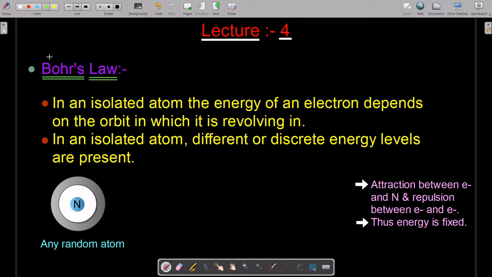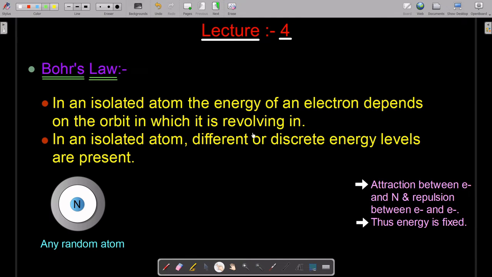I hope you might have studied this in your chemistry syllabus, but if you don't have any idea about Bohr's law, need not worry guys, I'm here to explain. We'll go through its definition, and this is not the traditional definition. I tried my best to explain it in a short way. It is not the definition, just a very short sentence. In an isolated atom, the energy of an electron depends on the orbit in which it is revolving.